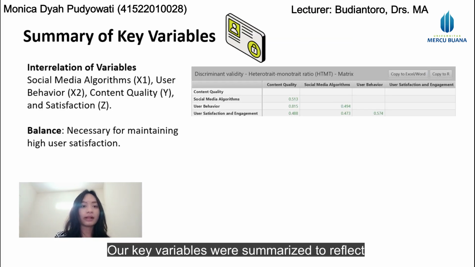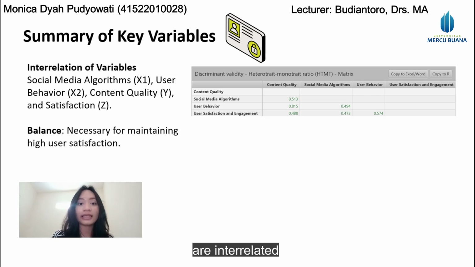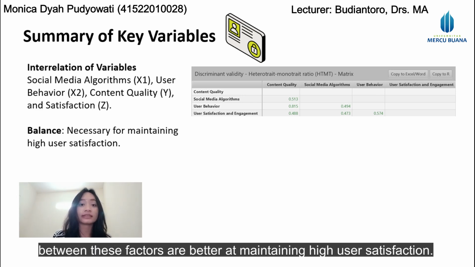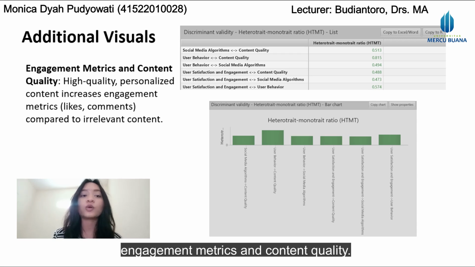Our key variables were summarized to reflect how algorithms, user behavior, content quality, and satisfaction are interrelated. We found that platforms achieving a balance between these factors are better at maintaining high user satisfaction. Our analysis included visuals that compared engagement metrics and content quality.